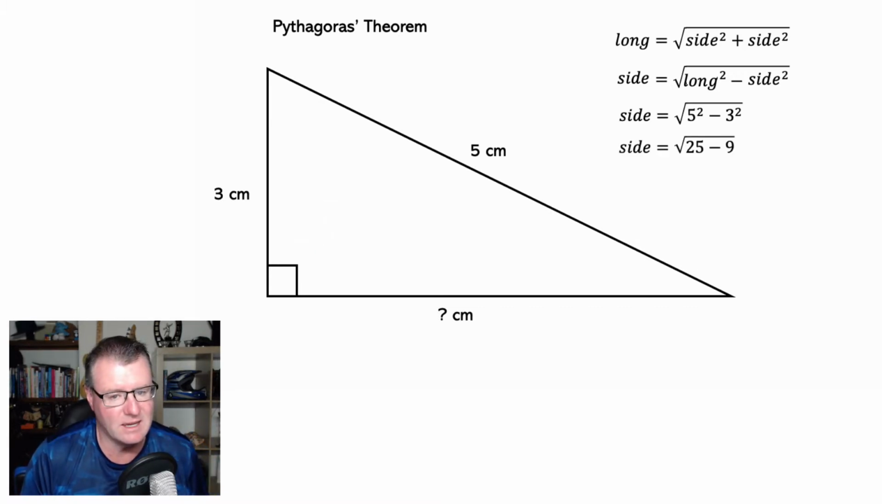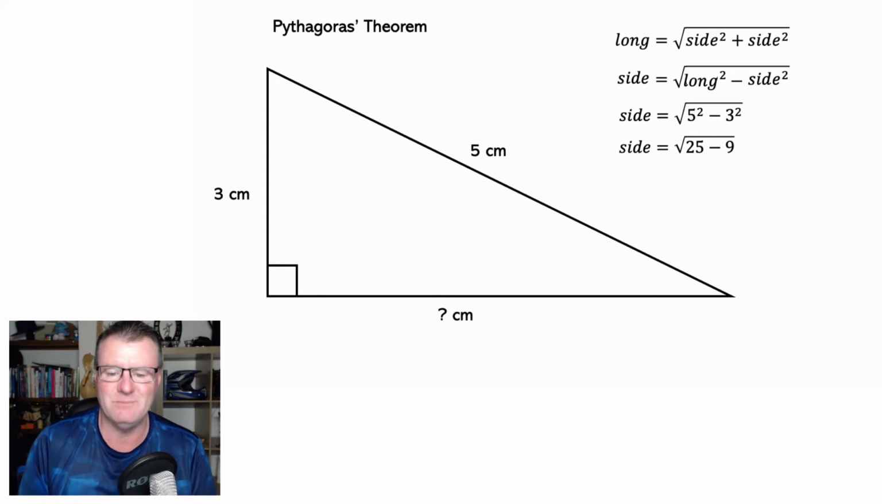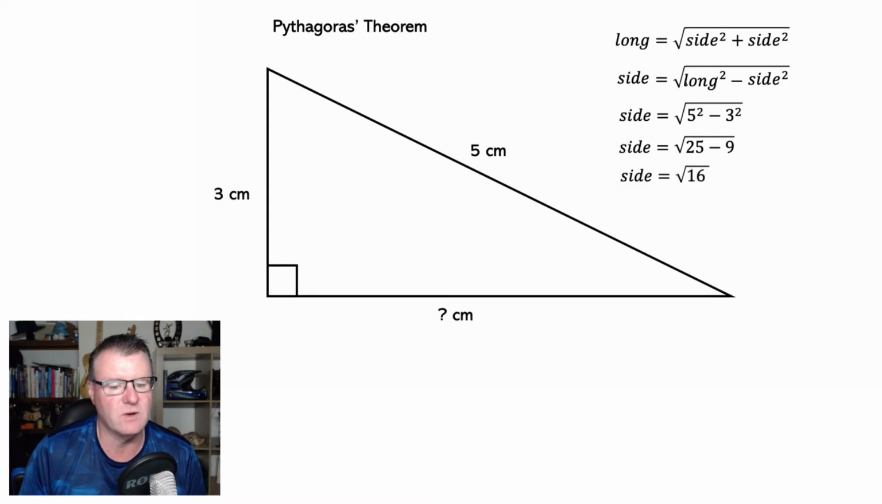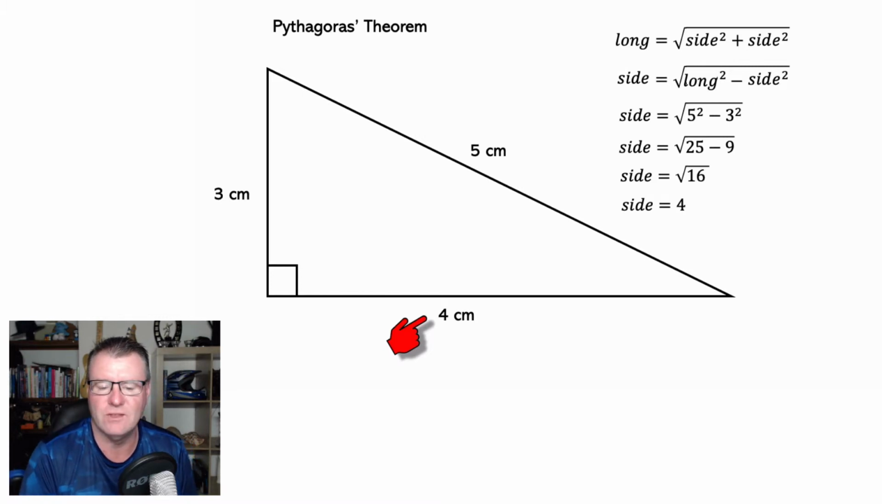You can put that in your calculator, or I'll go through and do it step by step. 5 squared is 25 and 3 squared is 9. 25 minus 9 is 16, and when I square root that, I get a value of 4. So the length of the unknown side in this case was 4 centimeters.